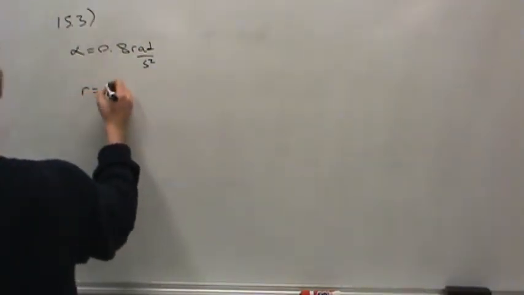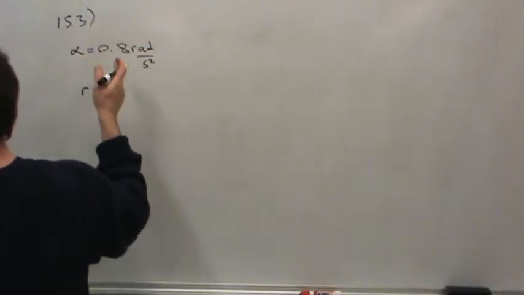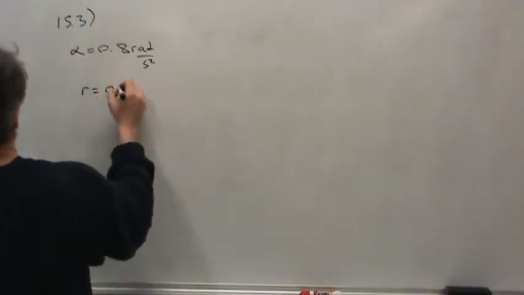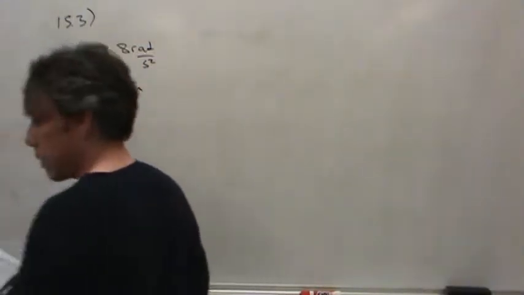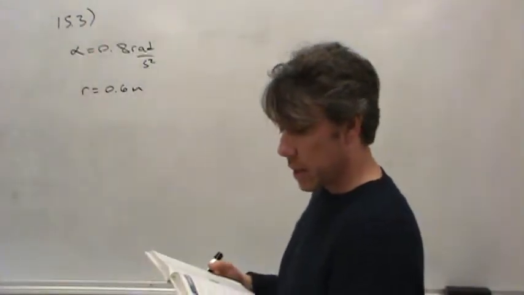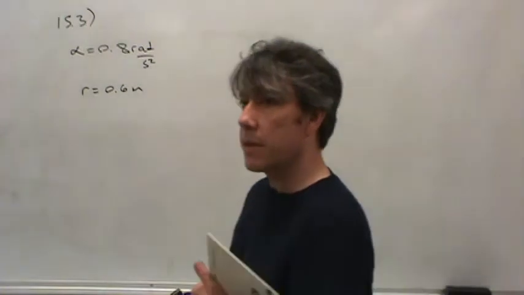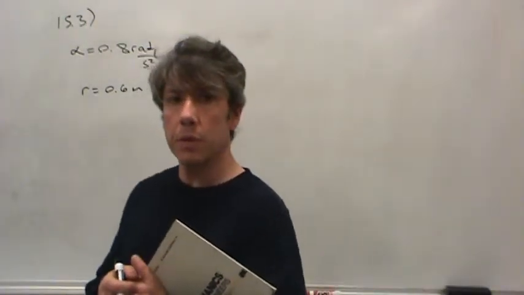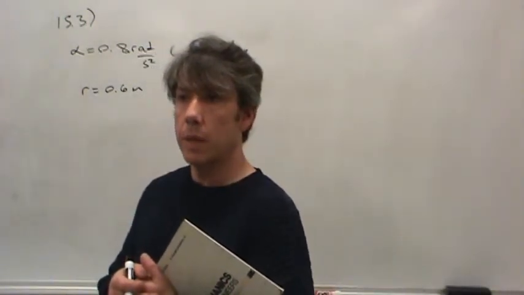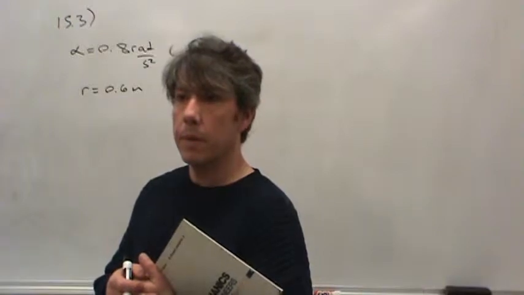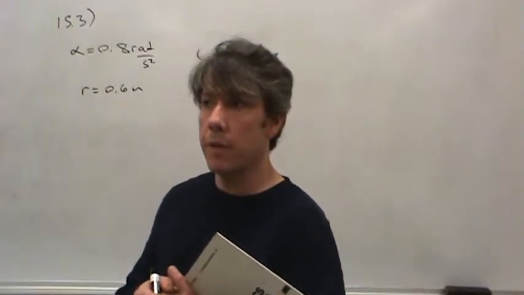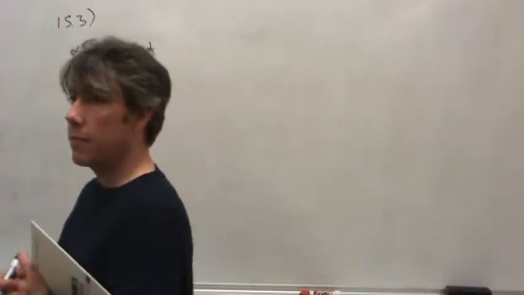figure, they give the distance from the center of rotation out to point P on the blade as 0.6 meters. But there's something else that they gave us. They said there are 2 revolutions of the fan. What kind of symbol should I put with revolutions? What is that? 2 revolutions of the fan. So what kind of thing is that?